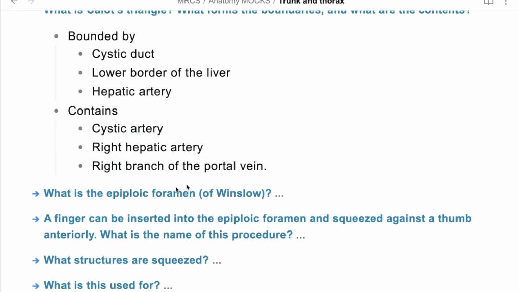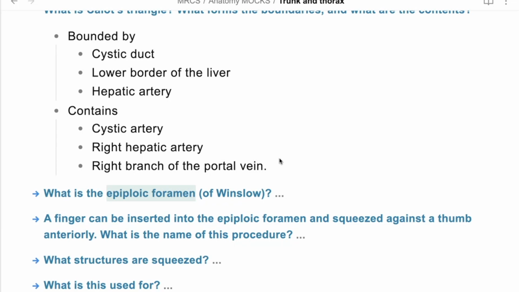Yeah, yeah. Okay. So what is the epiploic foramen? Do you know anything about it? Or the foramen of Winslow? No, because there's a lot of questions I didn't see in the notes that I'm studying, so this is the first time I see it. Yeah, it's fine, no problem.